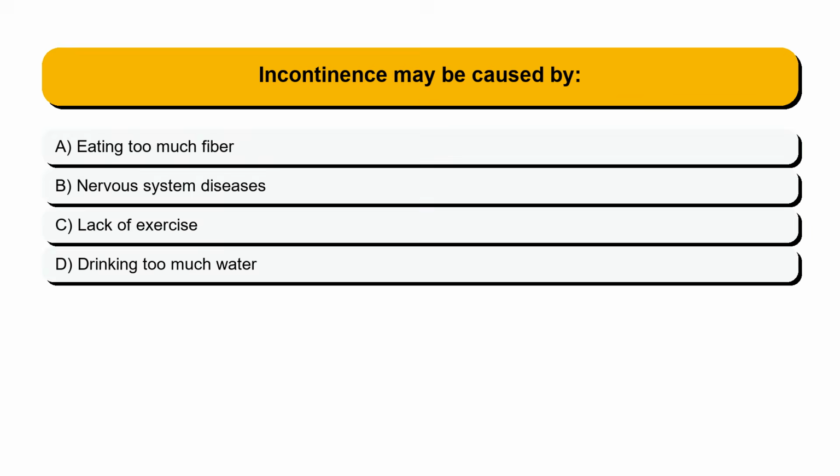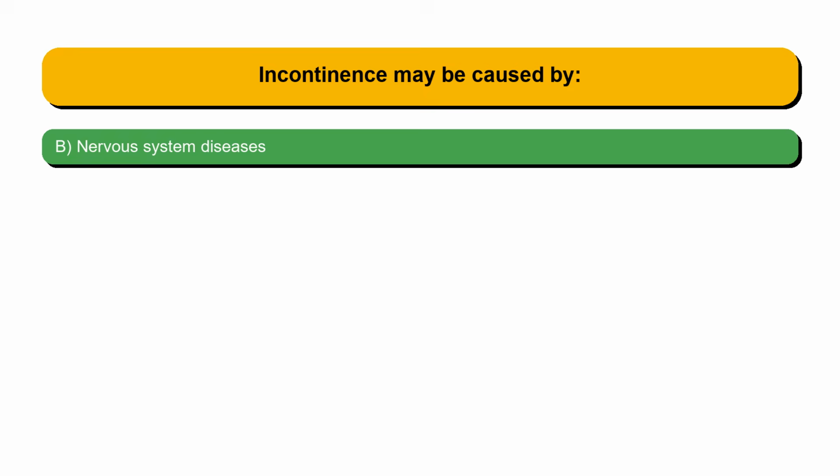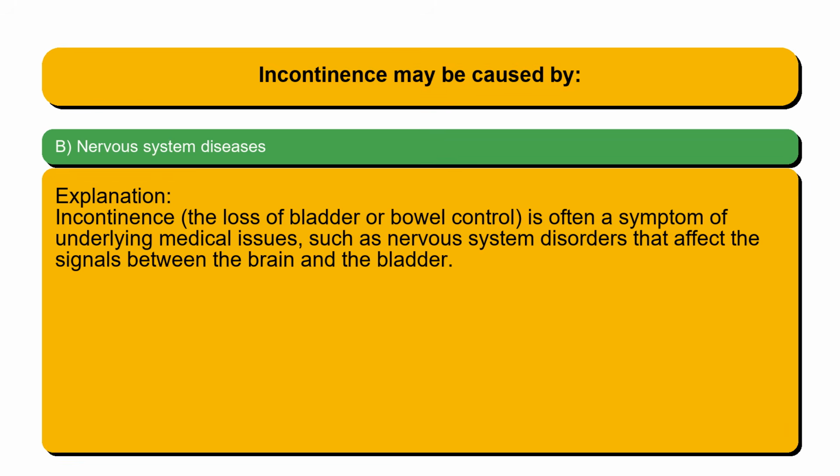Question 18. Incontinence may be caused by option A, eating too much fiber. Option B, nervous system diseases. Option C, lack of exercise. Option D, drinking too much water. The correct answer is option B, nervous system diseases. Incontinence, the loss of bladder or bowel control, is often a symptom of underlying medical issues, such as nervous system disorders that affect the signals between the brain and the bladder.